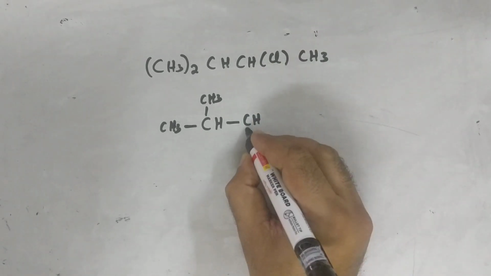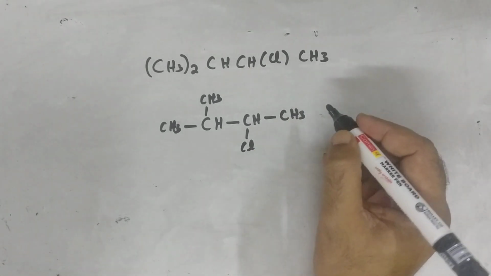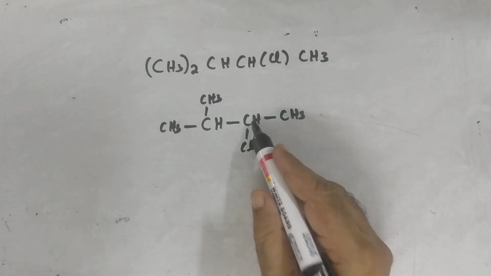So we can put it like this and then CH3. Now you can see this is an alkyl halide. This is basically an example of a secondary halide. Halogen is present on the secondary carbon.